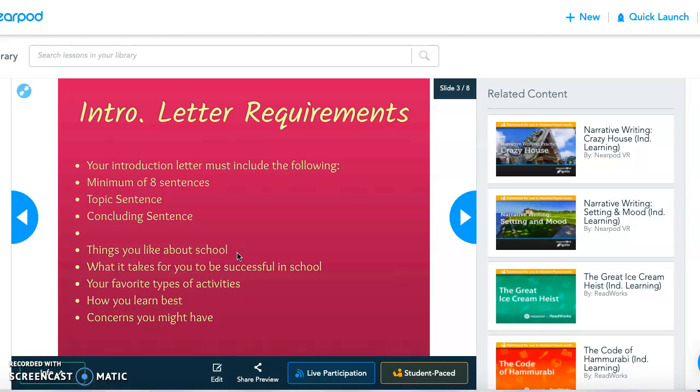Okay, I know a lot of us are first time and new here. It could be something you liked about your elementary school. All right, something about school that you enjoy and that you like to wake up every day and come to school for. What it takes for you to be successful in school.